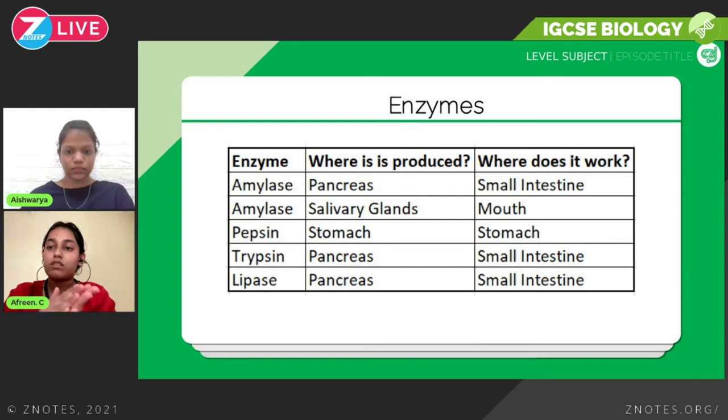Lipase is produced in the pancreas, and it works in the small intestine. To help you memorize this more easily, if you'll notice, all the enzymes which are produced in the pancreas work in the small intestine. The only enzymes that are not produced in the pancreas are amylase and pepsin. They're produced in the salivary gland and the stomach respectively. So amylase and pepsin, you might need to memorize, while the others you could just look at, figure out the pattern, and easily memorize.